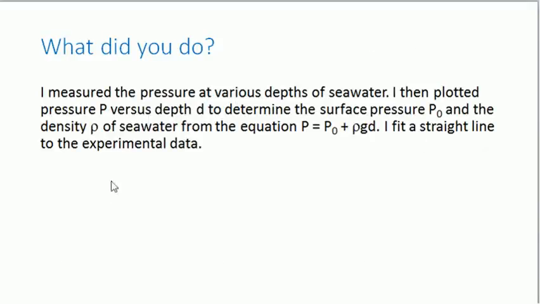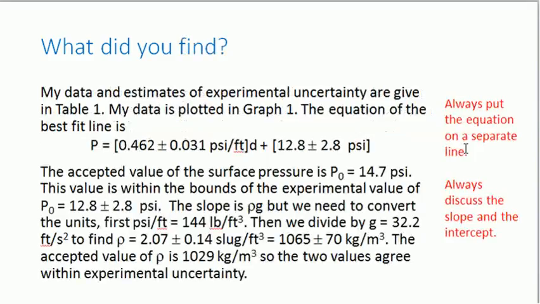What did you do? Well, this part is just a restatement of your goal. I measured the pressure at various depths of seawater. I then plotted pressure P versus depth D to determine the surface pressure P naught and the density rho of the seawater from the equation P equals P naught plus rho GD. I fit a straight line to the experimental data. That's what you did. So now you get to discuss your results.